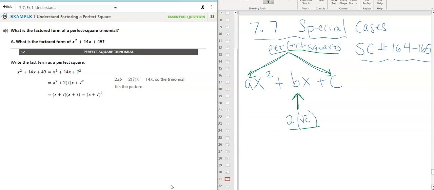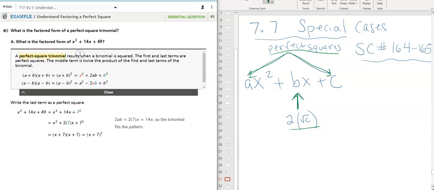So the first thing we're going to look at is what happens when we have a perfect square trinomial. We're going to know that that's a perfect square trinomial because of the following. A perfect square trinomial results when a binomial is squared. The first and last terms are perfect squares. So if I have a plus b times a plus b, that's a plus b squared. The first term, a, is going to be a perfect square, a squared. And the last term here, b, in this case, is going to be a perfect square.